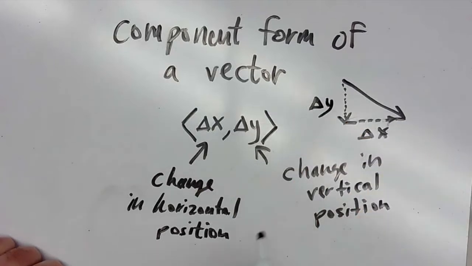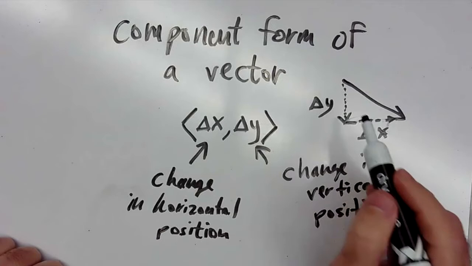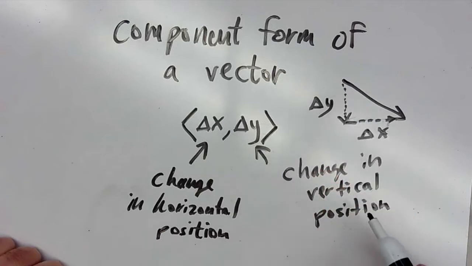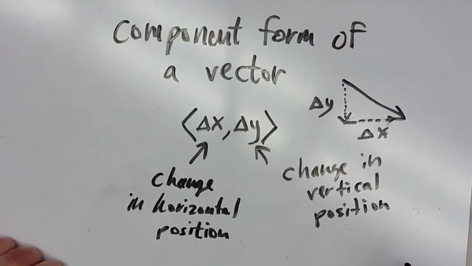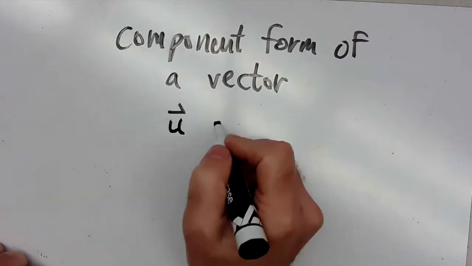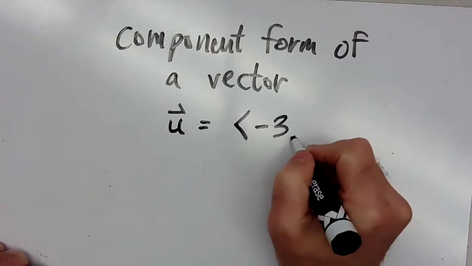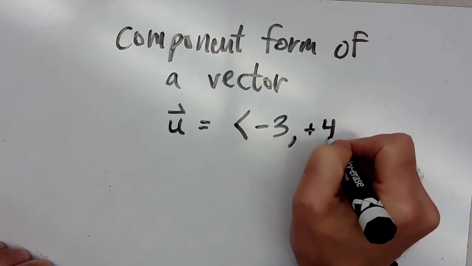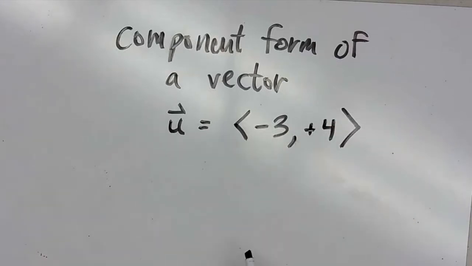All right, so direction is indicated by the sign. So for example, down would be a negative change. Up would be a positive change. To the right would be a positive change. To the left would be a negative change of my delta x. So we can say that vector u equals -3, +4. Okay, this is the component form of a vector.